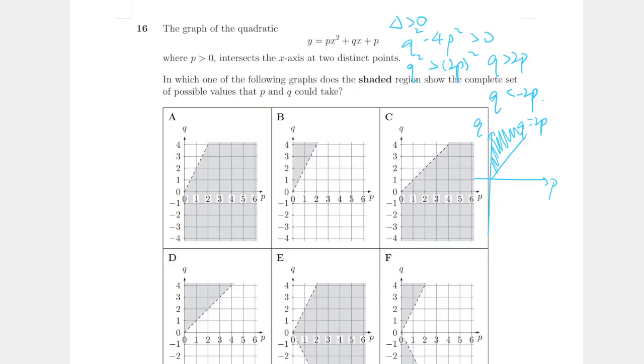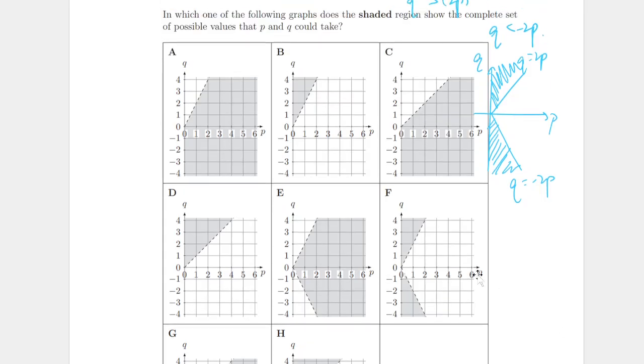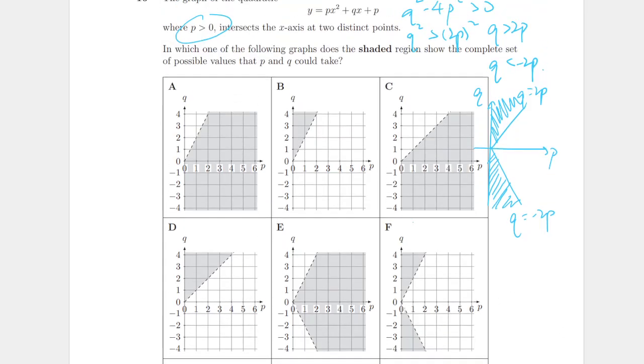Now, how about the other one? q less than negative 2p. So let's do this. q equals negative 2p, and q is less, so it's below the line, so this part. And we have the restriction p greater than 0, of course, so I only consider the right-hand side of the picture. So what does that look like? That looks like F to me, but let's just make sure the other options are wrong. Yeah, that looks like F to me. All right, so there we are.